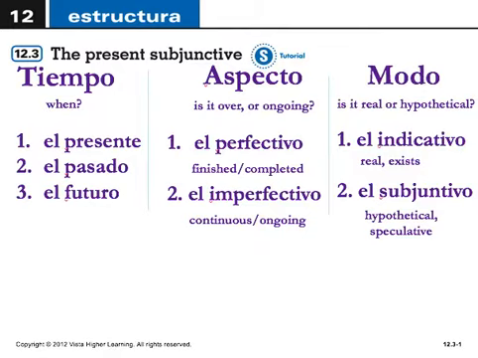And then we have what we're looking at today in this video, which is el modo, or the mood it's called, which answers the question, is it real and exists, or is it hypothetical and sort of speculative? So you've been learning pretty much this entire time el indicativo, which means it's real and it exists and there's no sort of doubt there at all. And today we're going to look at the subjunctive mood. Specifically, we're going to look at the present tense of the subjunctive mood.